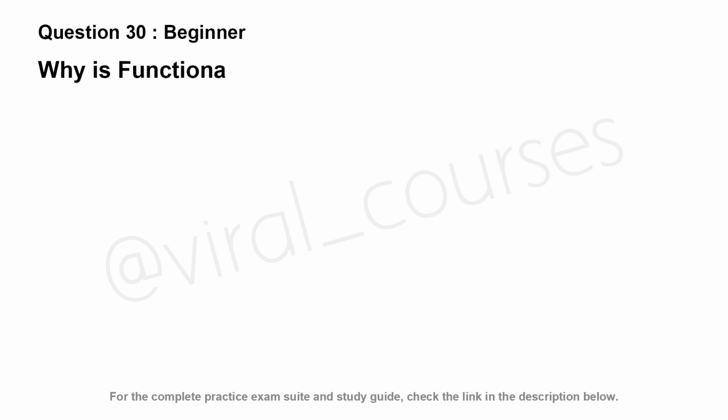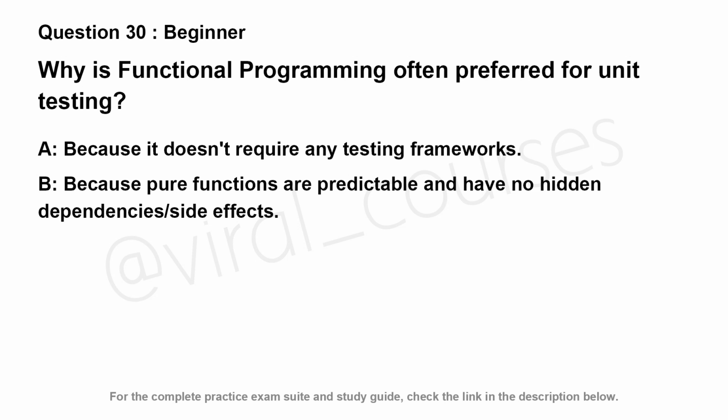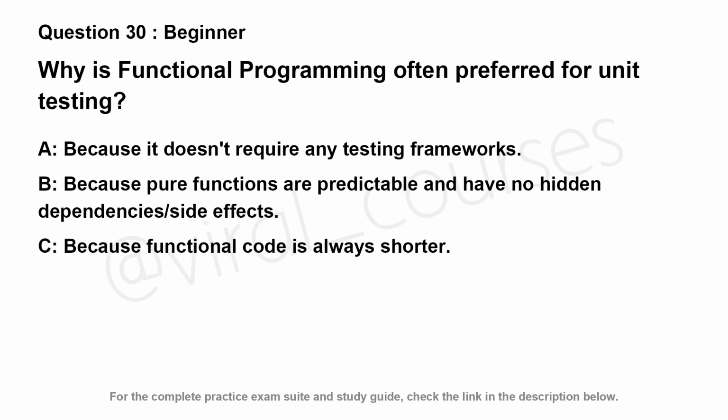Why is functional programming often preferred for unit testing? Option A. Because it doesn't require any testing frameworks. Option B. Because pure functions are predictable and have no hidden dependencies or side effects. Option C. Because functional code is always shorter. Option D. Because it only works with numbers.